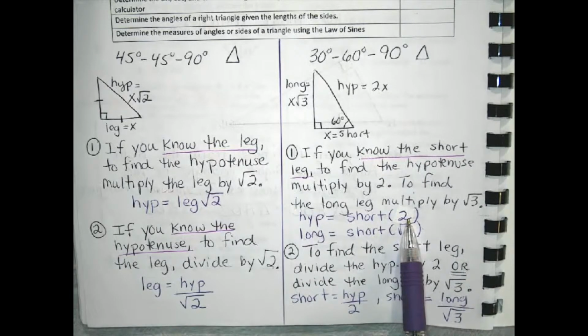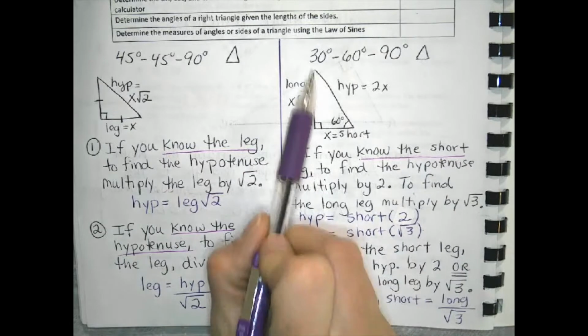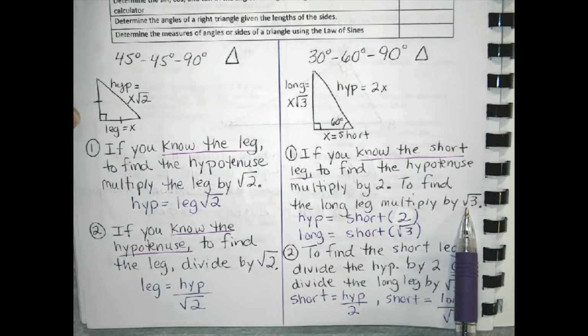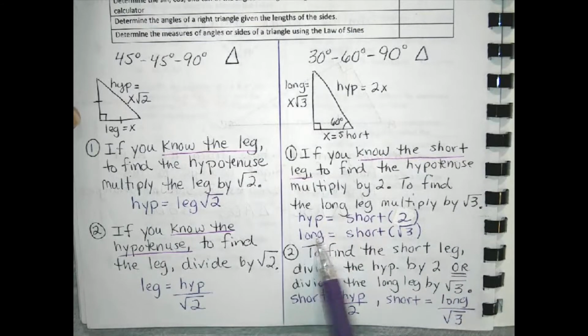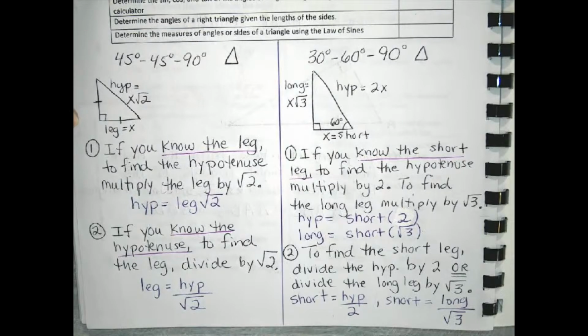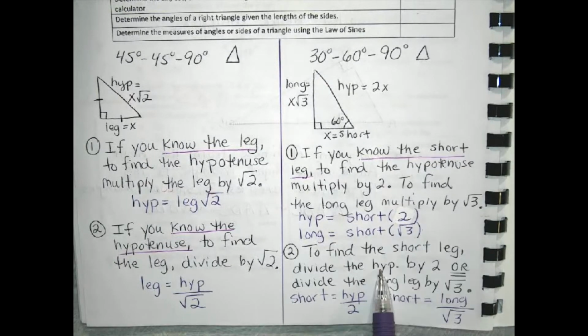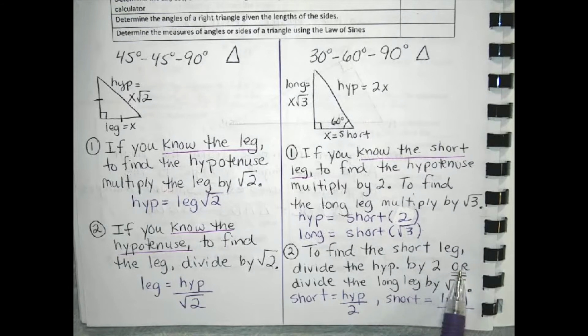If you'd like to find the length of the long leg, you would multiply the short leg by the square root of 3, as indicated here. Long equals the short leg times the square root of 3. Sometimes you're given either the hypotenuse or the long leg, and you need to find the short leg. In order to find the short leg, you can divide the hypotenuse by 2, or divide the long leg by the square root of 3. And both of those equations are indicated here.